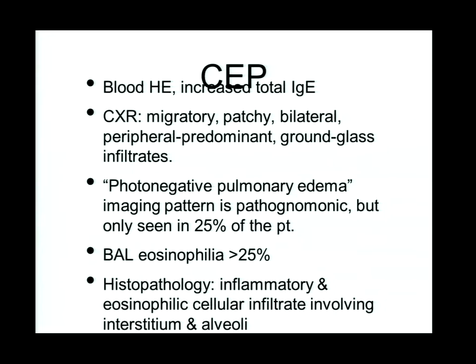Chest X-ray shows migratory patchy infiltrate, and pathognomonic for it is this photonegative pulmonary edema that's almost diagnostic, but it is only seen in about a quarter of patients with CEP, so you can't rely on that fully. And BAL shows quite an elevated eosinophilia in most of these patients.